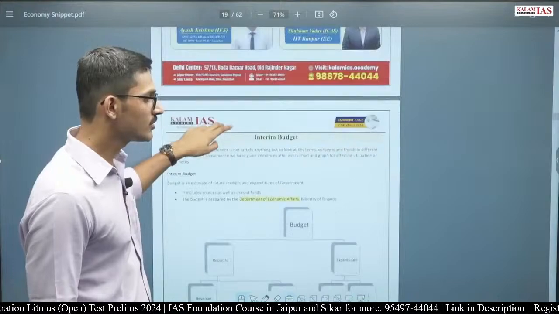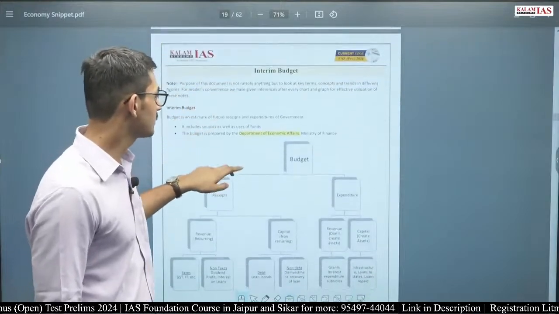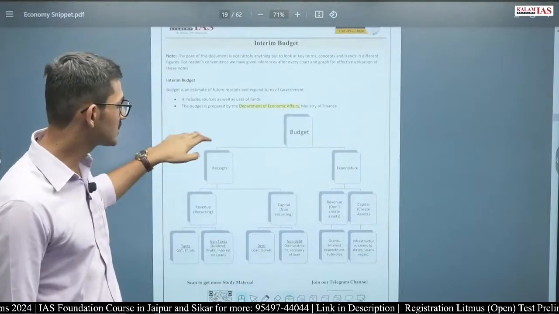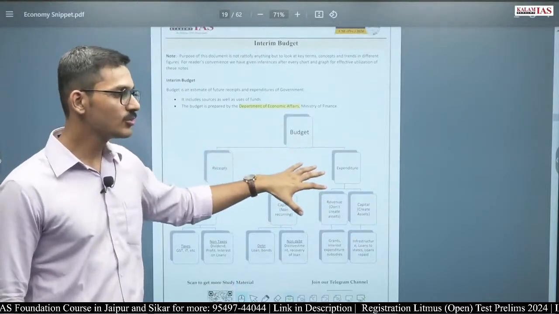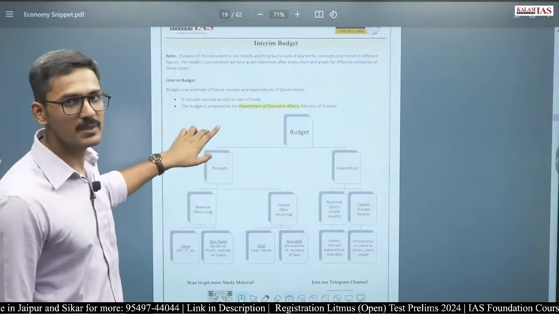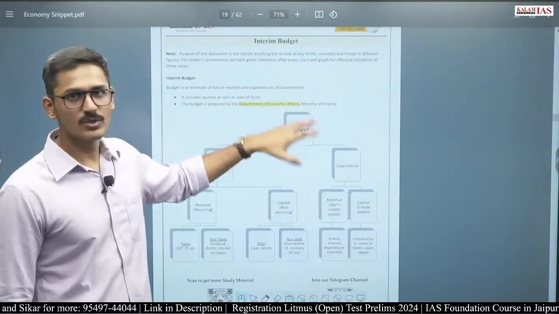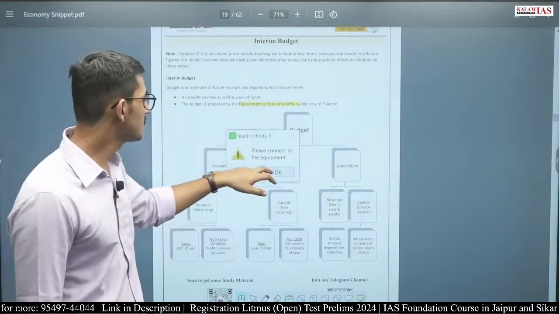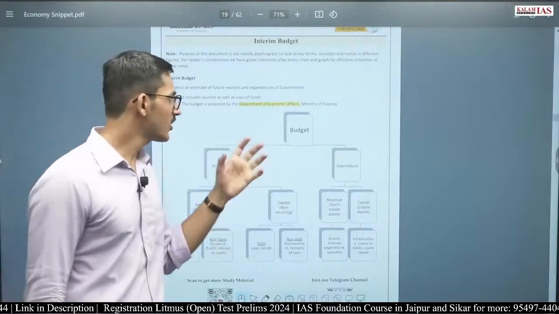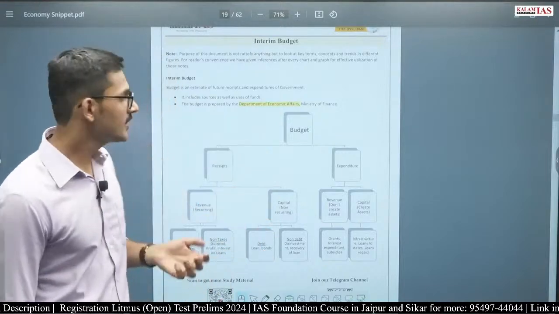Now we are going to do the interim budget. In the previous classes we have talked about these things in detail. Now I am going to move through these things very fast. First of all, the budget is prepared by the Department of Economic Affairs. This question has also been asked by the UPSC in one of the prelims questions. So you should know that the Department of Economic Affairs of the Ministry of Finance prepares the budget.